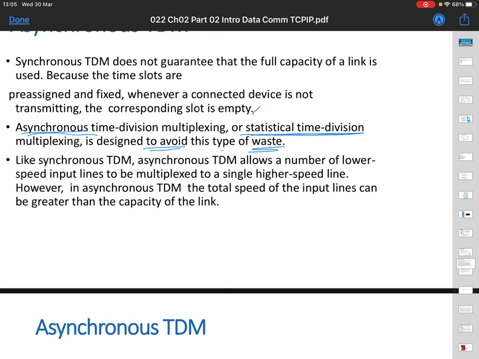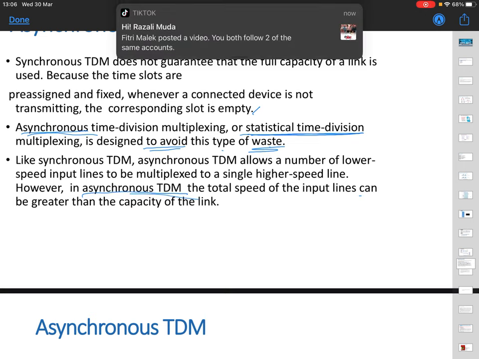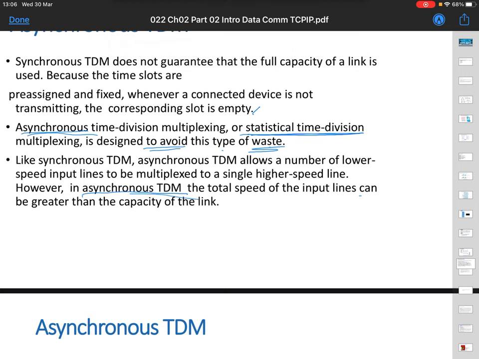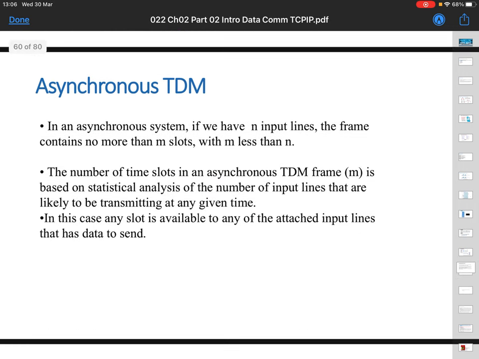Like synchronous TDM, asynchronous TDM allows a number of lower speed input lines to be multiplexed to a single higher speed line. However, in asynchronous TDM, the total speed of input lines can be greater than the capacity of the link. In an asynchronous system, if we have n input lines, the frame contains no more than m slots, with m less than n.